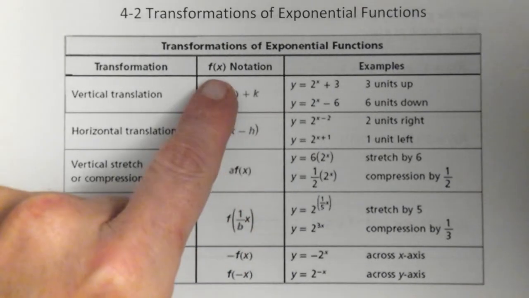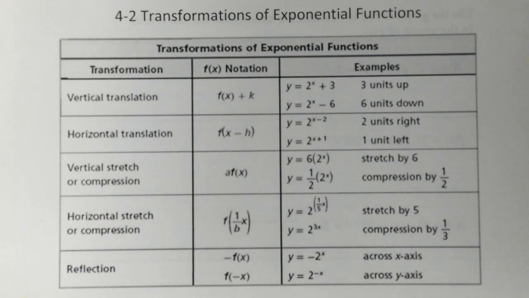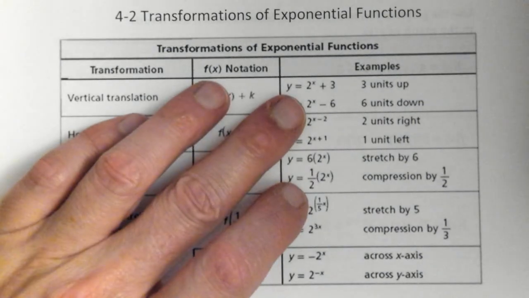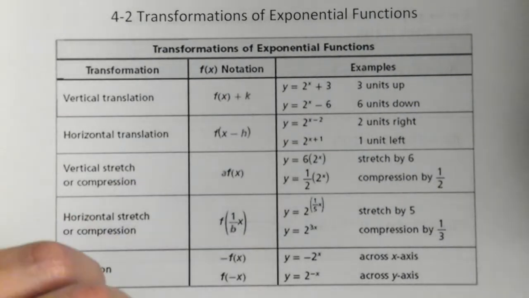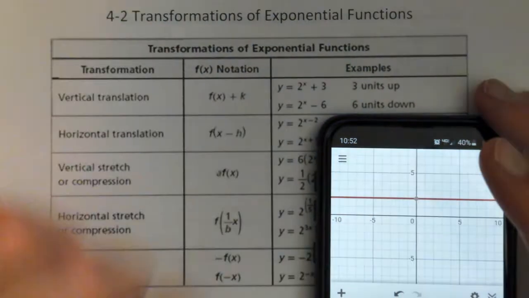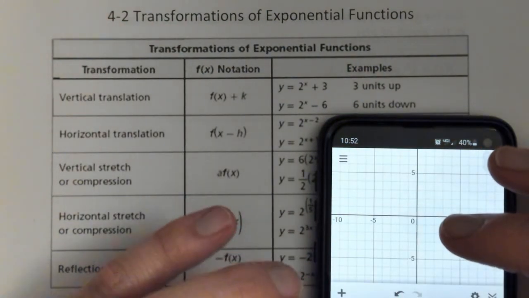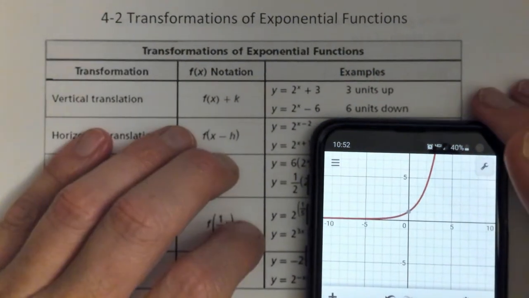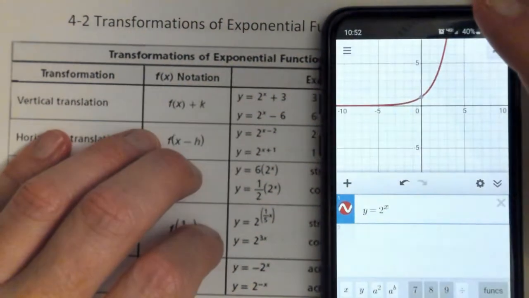So from the parent function, right? Remember the parent function is just a to the x power, so some base. Here they've taken 2 to use as our base throughout the examples. And so let me just graph that. So we're going to graph 2 raised to the x power. Okay, so there's the graph of 2 raised to the x power.